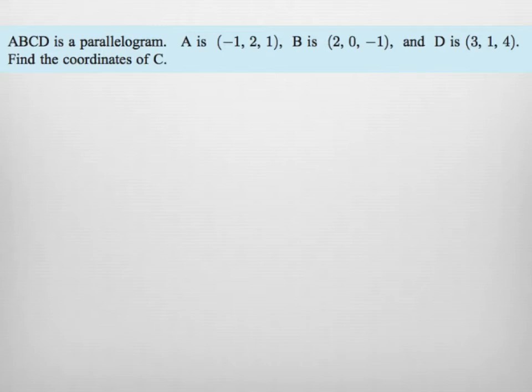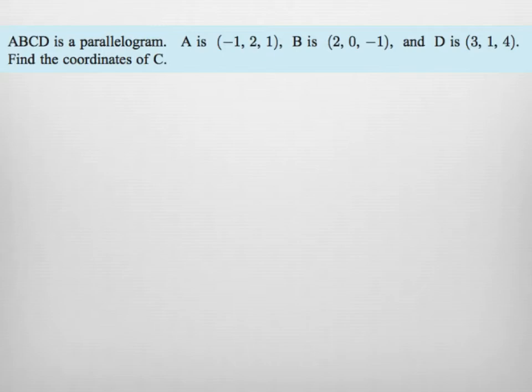Okay, so let's think about how we're going to solve this problem. We're looking for the coordinates of C, and we have 3 other points. Now, remember that this forms a parallelogram, so we have to think back to vector equality here. We know that because it's a parallelogram, we can create some vectors, right? And all of these are going to lie in the same plane. So we don't really need to draw this to scale.